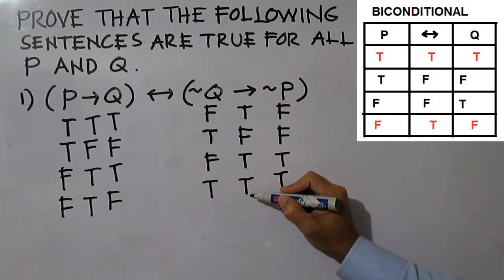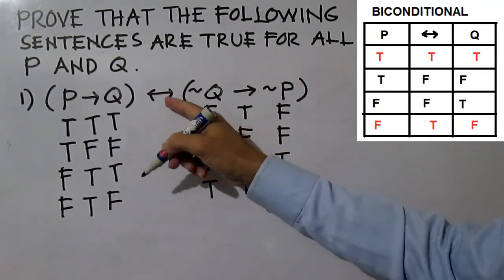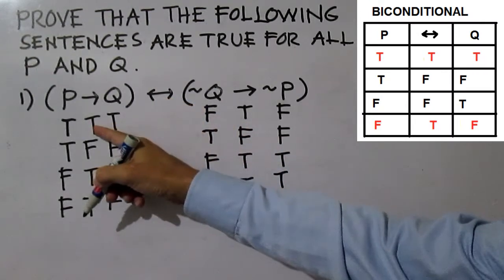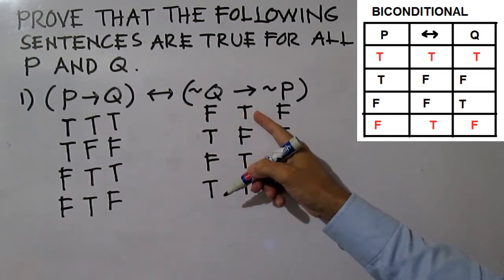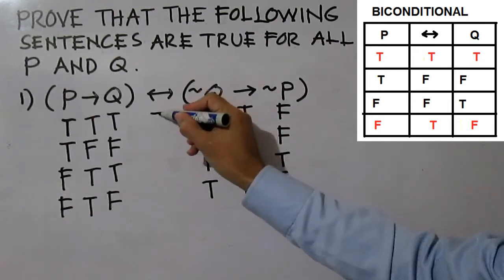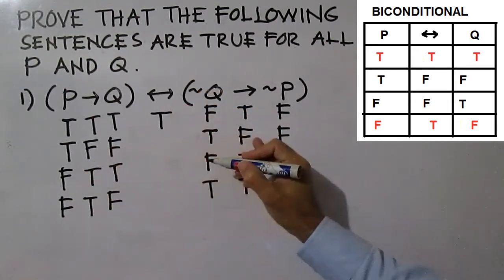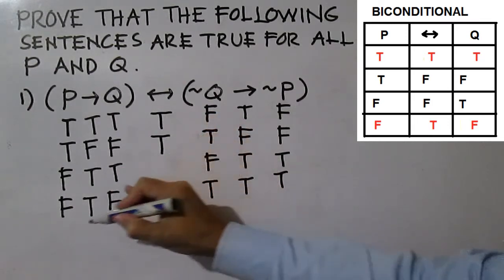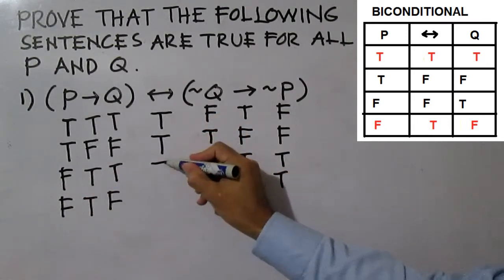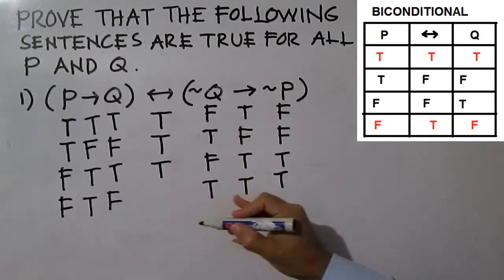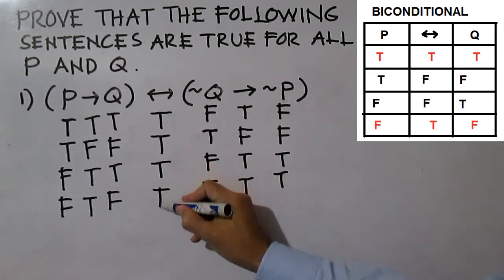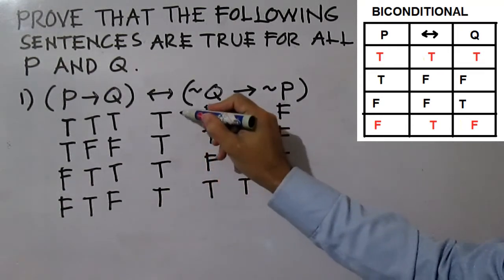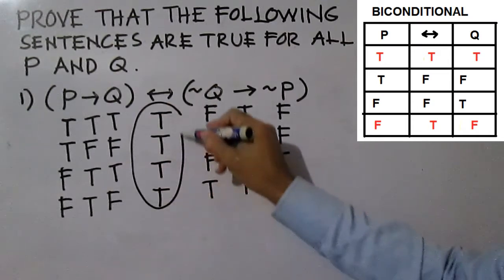Now, is P implies Q if and only if not Q implies not P always true? For a biconditional statement, if both parts are true, then it is true. True, true, true. Therefore, the statement is true for all P and Q.